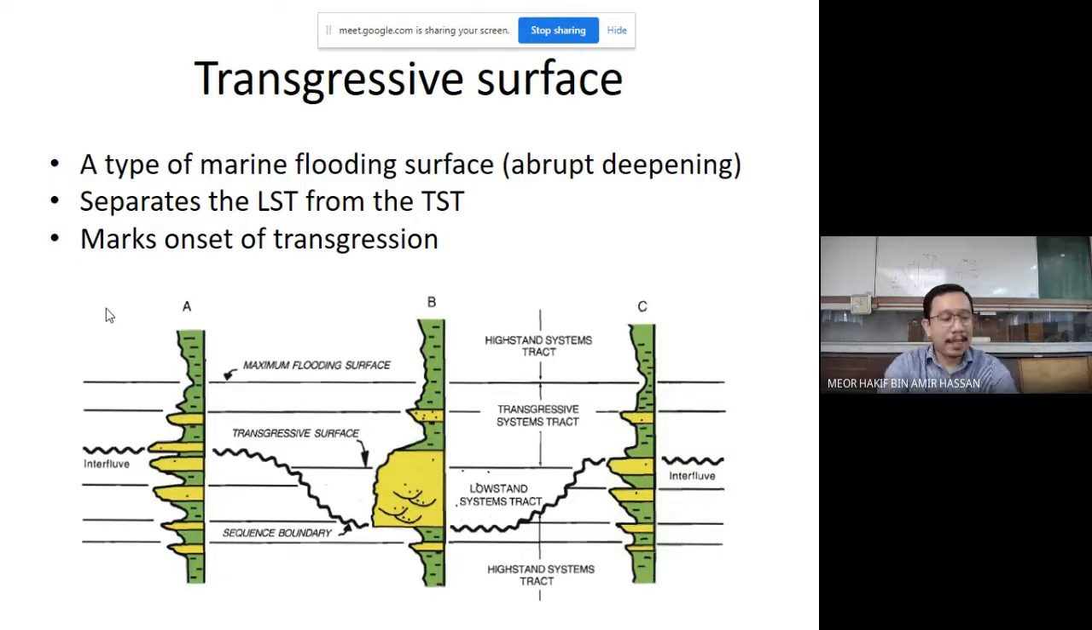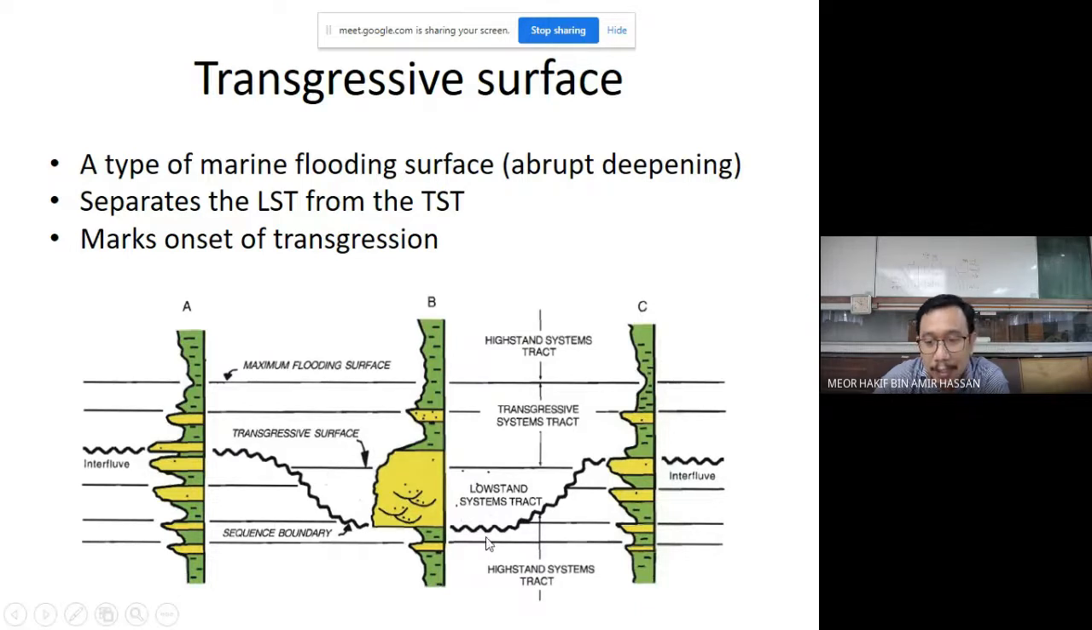No questions. Let's go to the next kind of surface, which is called the transgressive surface. One thing you need to remember, it is just a type of marine flooding surface. But it is the first flooding surface to appear during the TST. So it marks the base of your TST, separates the LST from the TST, and marks the onset of transgression. So you go from lowstand here, it's fluvial, and it changes into marine here, let's say. Maybe it's estuarine here. So that change is marked by a surface. It's called the transgressive surface.